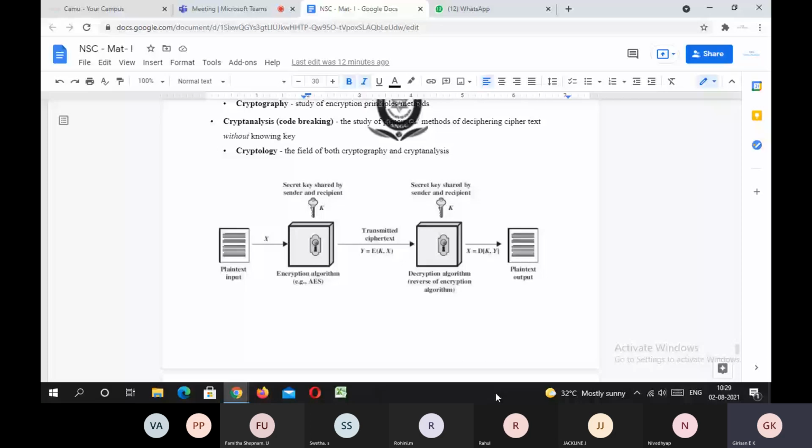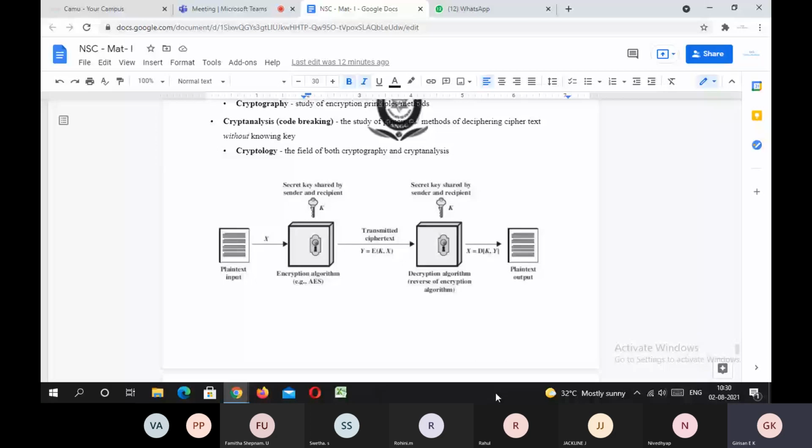If both the sender and the receiver use the same secret key, the key is secret. The value of the key is to be kept secret. You cannot pass it on. So if the sender and receiver use the same secret key, or single key, then it is said to be a symmetric key algorithm.